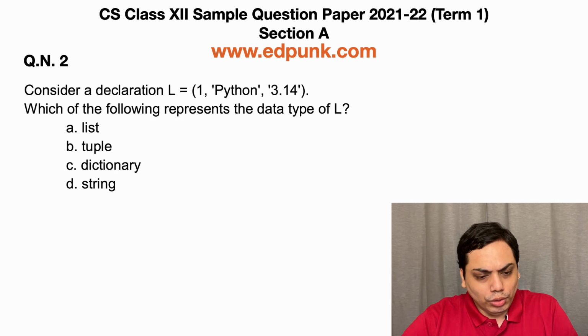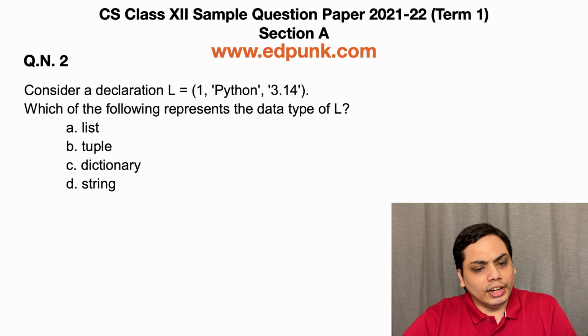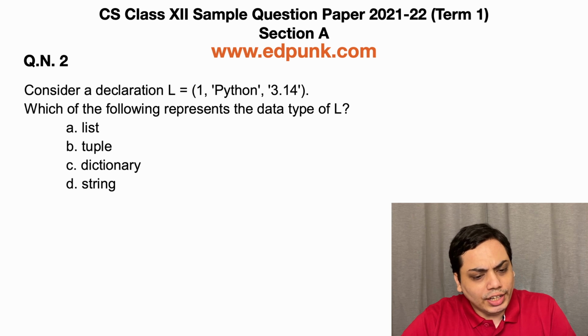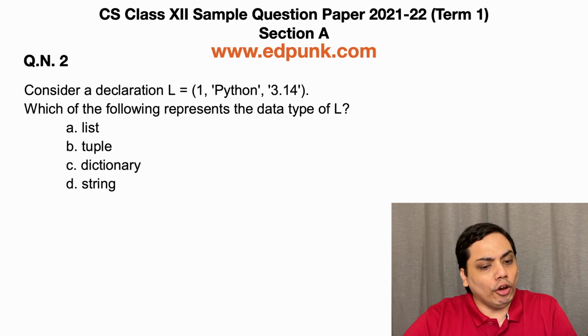Moving on to question 2. Consider a declaration L = (1, 'python', 3.14). Which of the following represents the data type of L? Option A is list, option B is tuple, option C is dictionary, and option D is string.